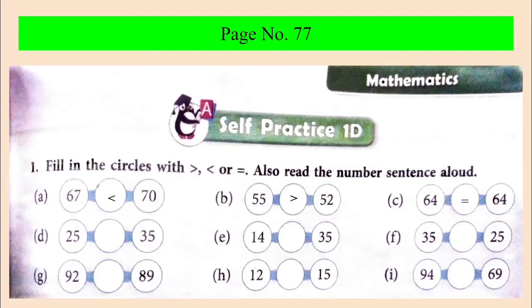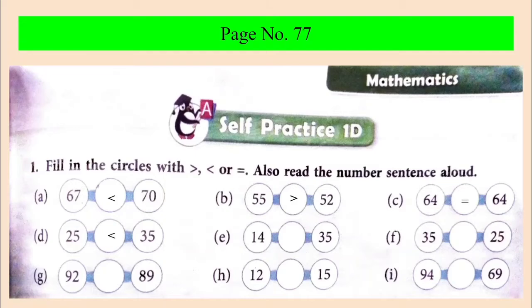Now let us do the D part. So here we have two numbers 25 and 35. We can see that we have 2 in tens place in 25 and 3 in tens place in 35. So first we will compare the digits in the tens place. We know that 2 is less than 3. So we can say that 25 will be less than 35. So we will put a less than symbol here. Okay.